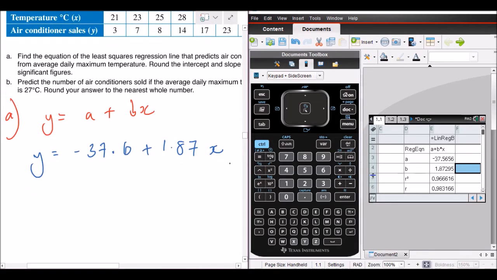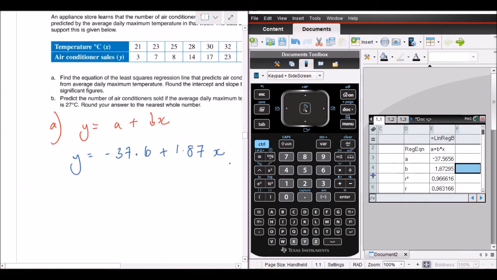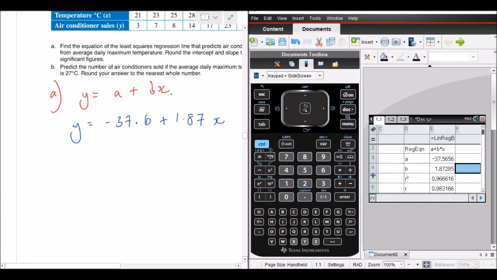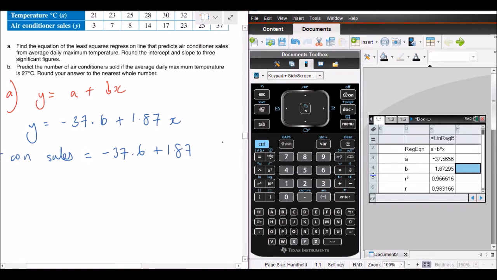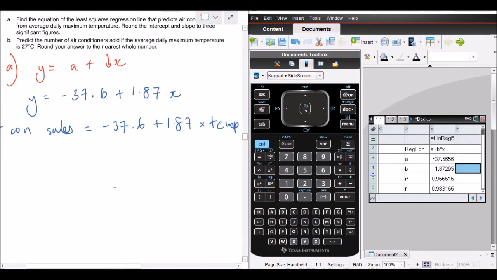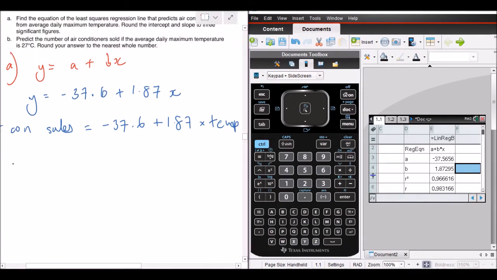7x. Now, if you actually wanted to write this formula the proper way, after that you would change x and y, so these x and y, to these variables. So it should be aircon sales is equal to negative 37.6 plus 1.87 times the temperature. Okay, that would be the proper way of writing the formula as a final answer. But we don't need to do that, just something that you should know.